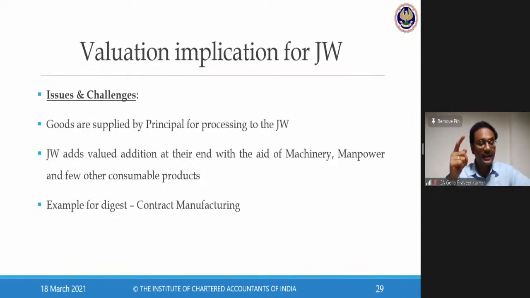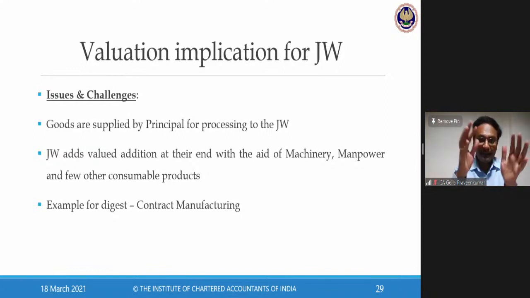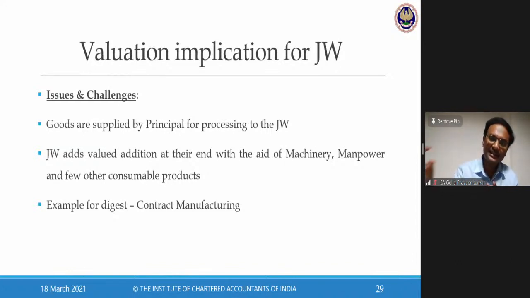Value, section 15, inclusive basis. When something is supplied free of cost to you for the purpose of rendering your supply, the free of cost supplied material should also be considered as part of your valuation. I'll give an example. Whenever you think about section 15, about this inclusion, one important aspect you need to see is: is there any free of cost supply? Is there any supply which is relevant for my supply?